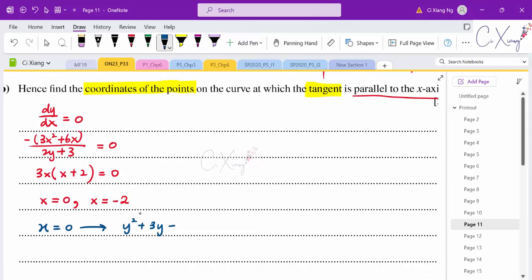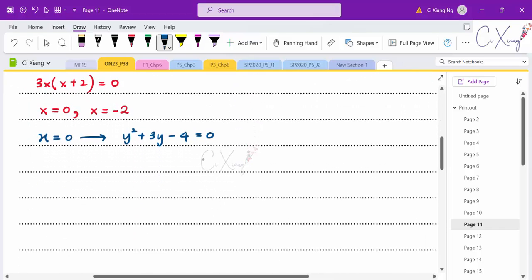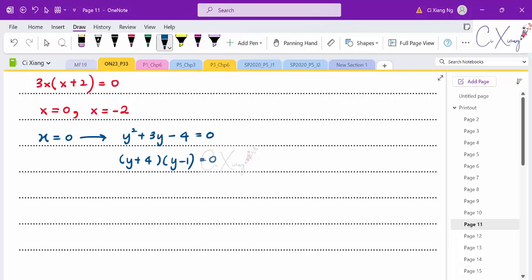The 4, I bring it over, it becomes minus 4. So this is what we have now. When x equals 0, this is the y equation that we have. Therefore, to get the value for y, we can further factorize it. So I'm having 4 and negative 1. Solve it, I'm having y equals to negative 4, y equals to 1. So when x equals 0, it actually gives you two points where the tangent is parallel to the x-axis, which is x equals 0, y equals negative 4, and also x equals 0, y equals 1.